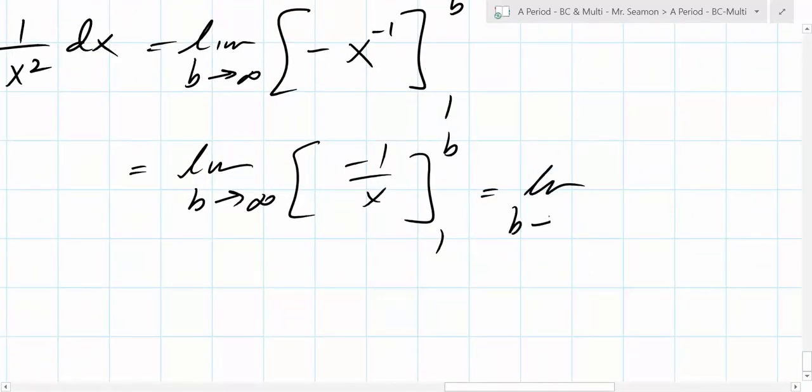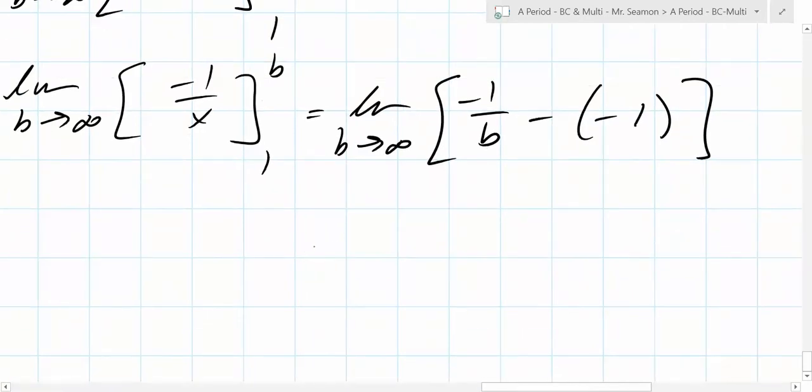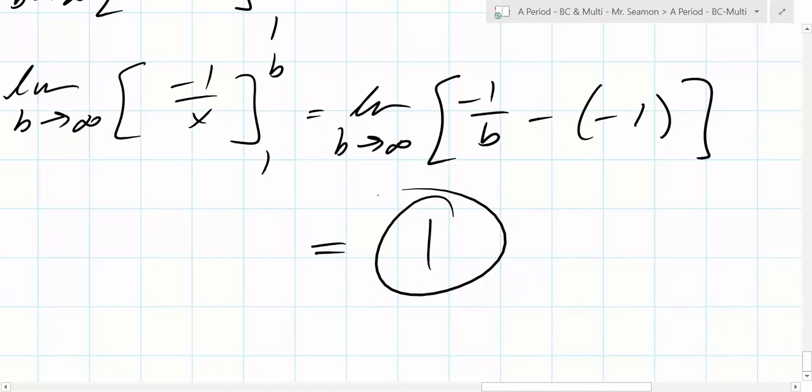The limit as b goes to infinity of negative 1 over b minus negative 1. So it's going to be plus 1, right? So as this goes to infinity, it's going to go to 1. Nice. That's kind of cool.